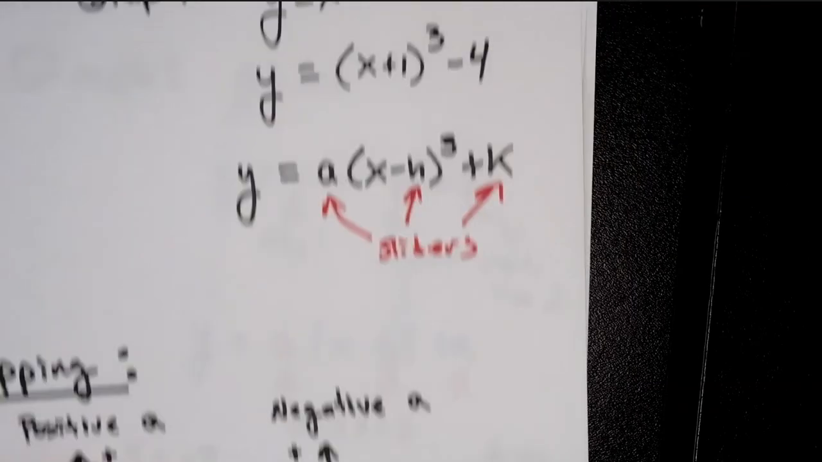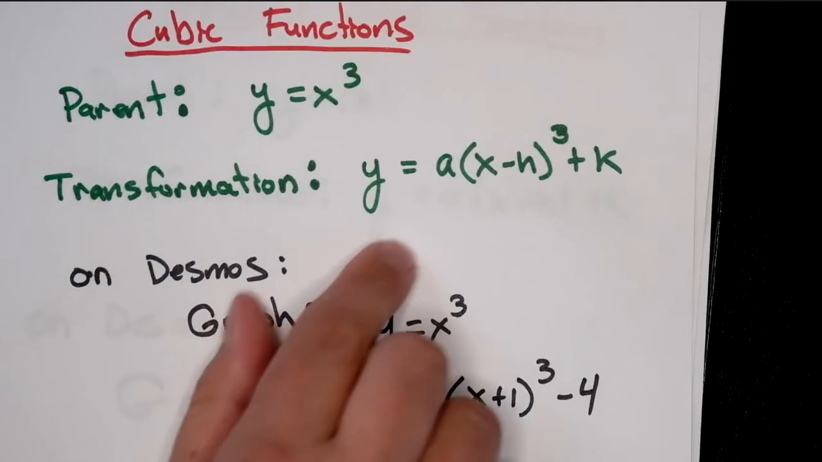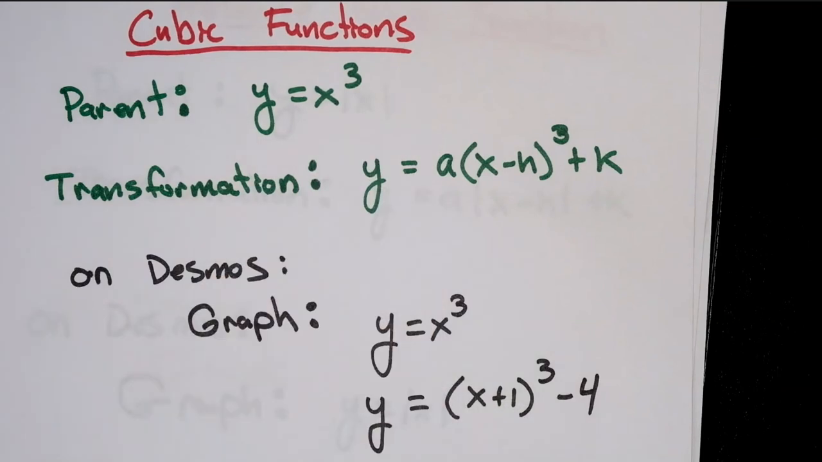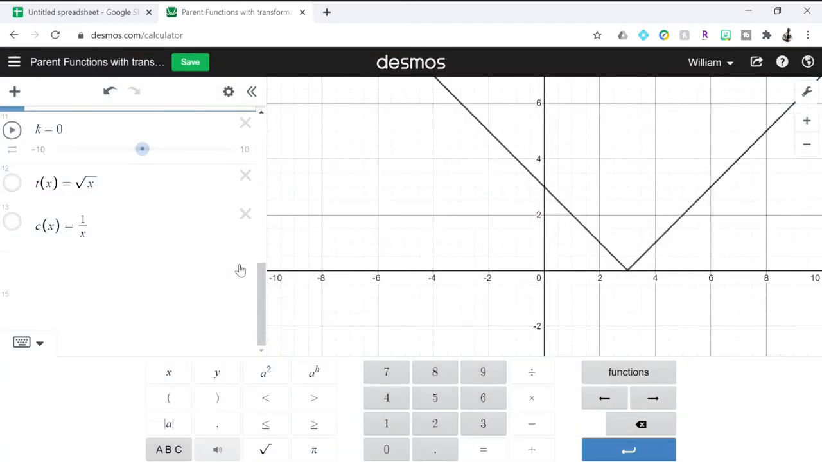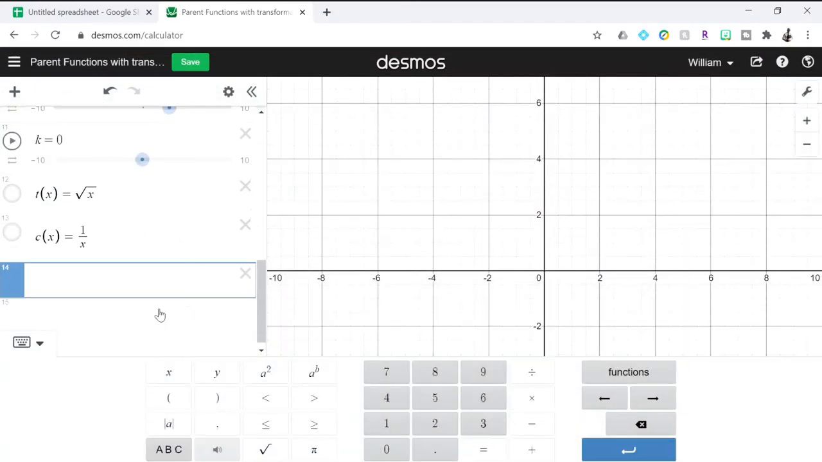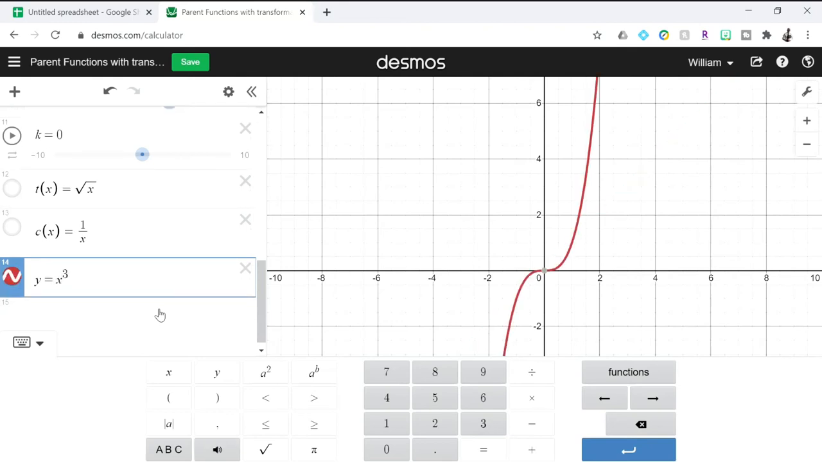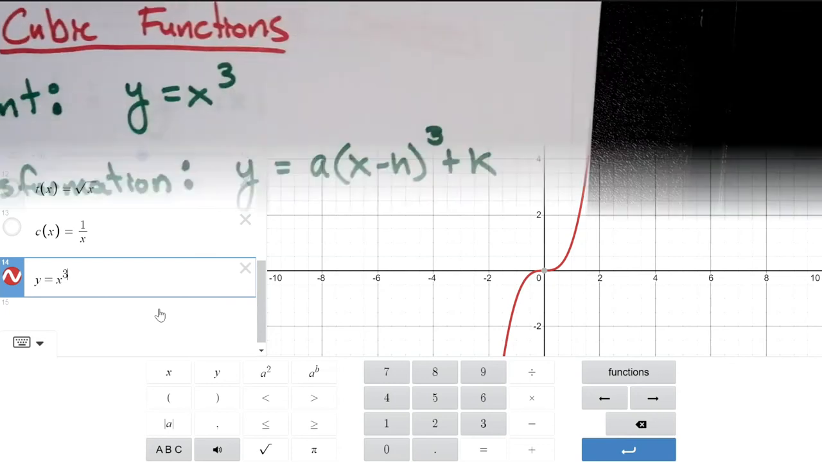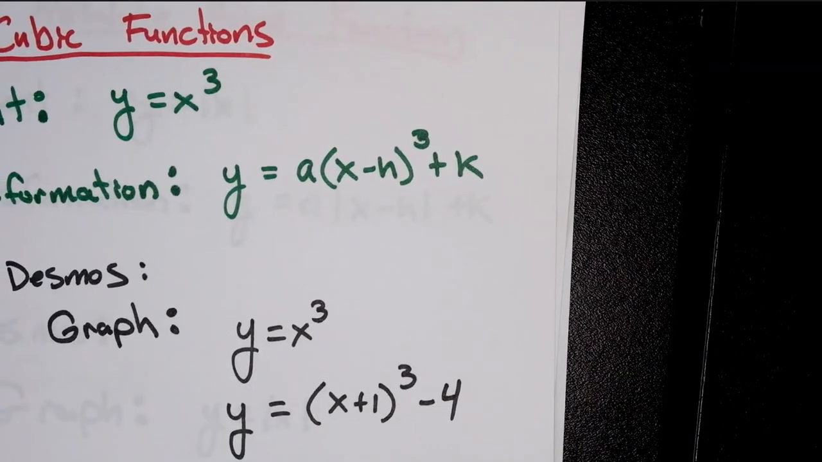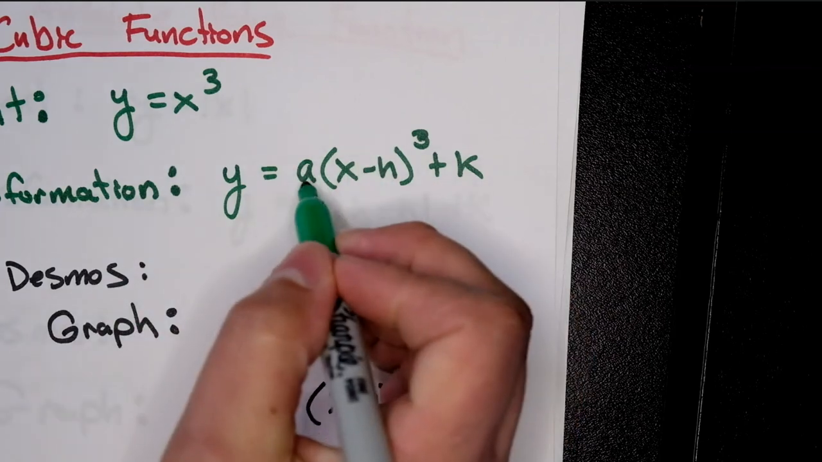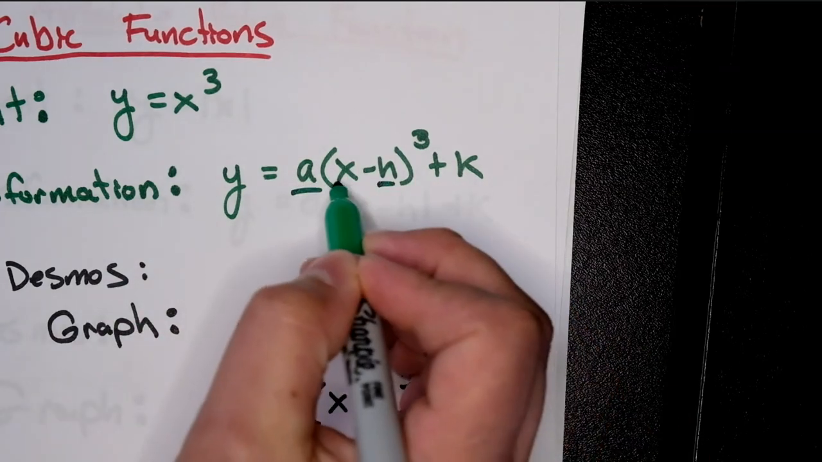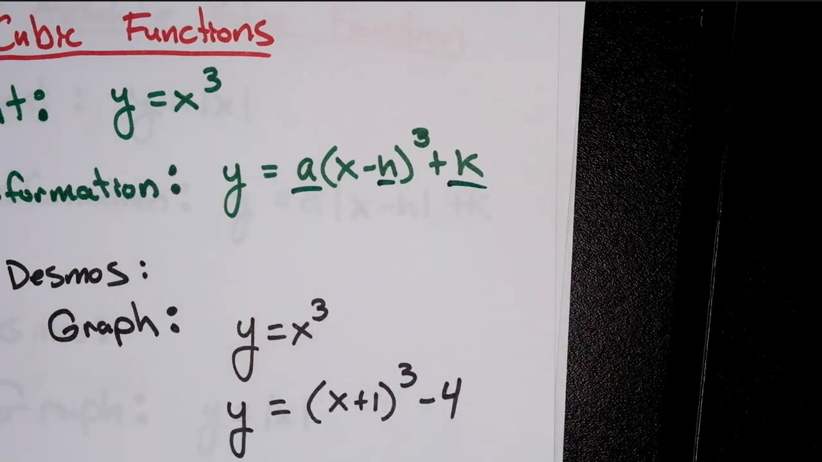So here's our cubic function. The parent function is y equals x cubed. Let's take a look and see what that looks like in Desmos here. So in Desmos, I'm going to just type out y equals x cubed. And there's our parent function. Notice the transformation form of this thing. It's going to be the exact same setup as we had before. You've got an a out front, then you have an h paired with the x, and then a k on the outside there. They're going to follow that same pattern.